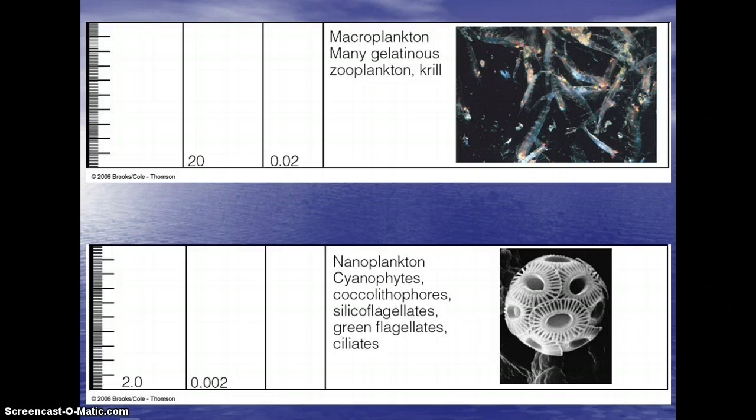So this just shows you some examples. This would be a nanoplankton. Those would be things like cyanophytes or coccolithophores, etc. And then the macroplankton would be things like zooplankton and krill.